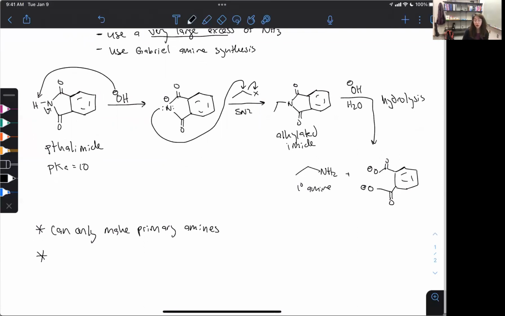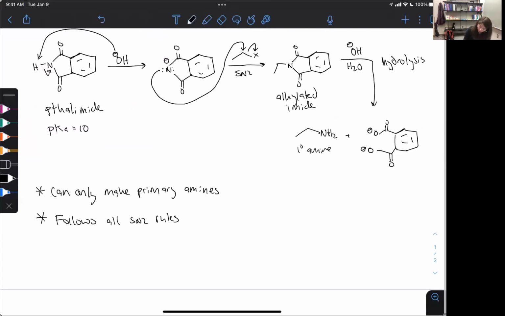So for that one, we want to be really careful that we're not trying to do an SN2 reaction on anything that we are not allowed to do SN2 reactions on. So this follows all SN2 reaction rules. For instance, if we're looking at something like that primary amine, we would not be able to synthesize that because we can't do SN2 on a benzene, right? So we cannot make that.